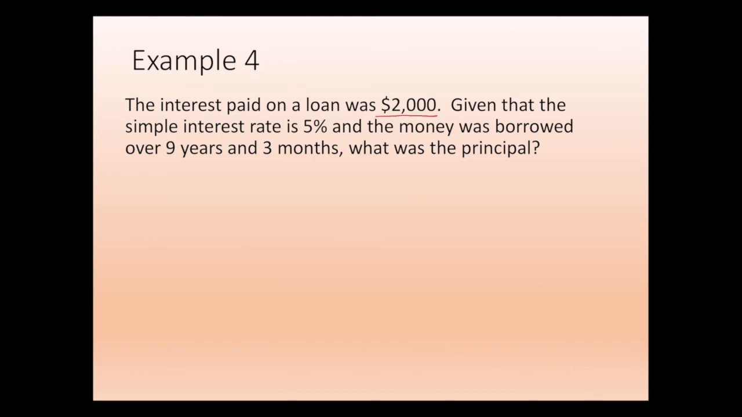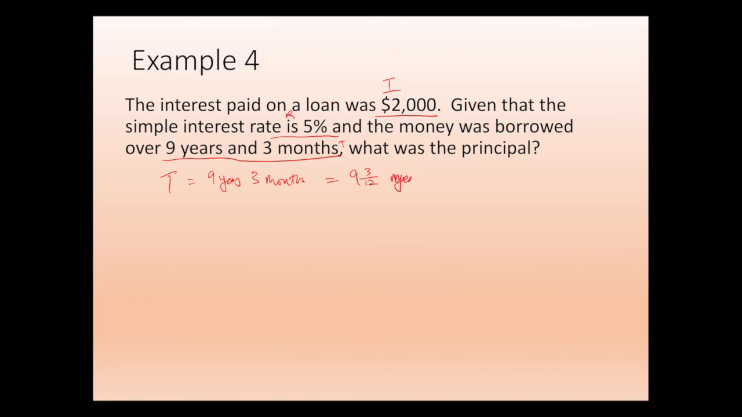Next example. The interest paid on the loan was $2,000, so this is actually I. Given that the simple interest rate is 5% and the money was borrowed for 9 years and 3 months, what was the principal? Now, the time T is actually 9 years and 3 months.